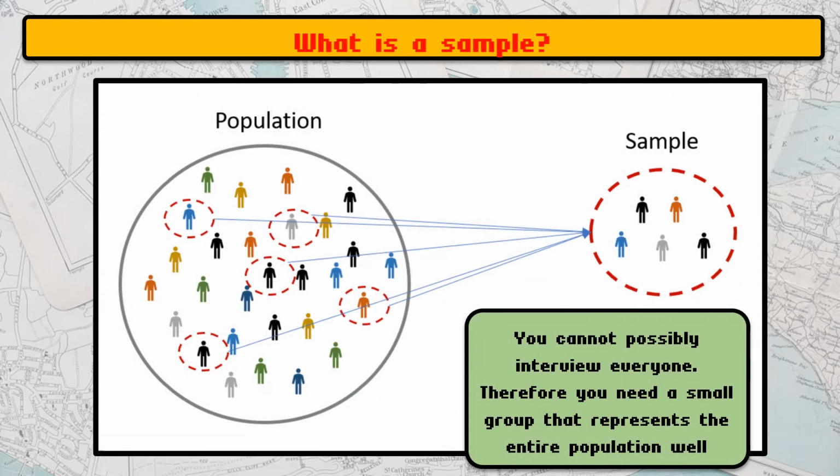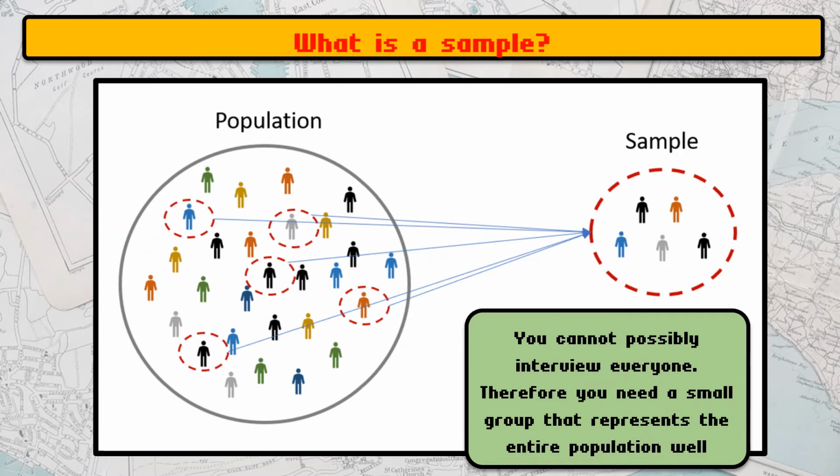Alright, so let's talk about a sample now. In the earlier parts of the video, I explained about representativeness of a sample. So basically, let's take a look at these two circles here. A population refers to the whole group of people that you are trying to get an idea of. So let's say there are 6 million people in a country. Do you think you can interview all 6 million people?